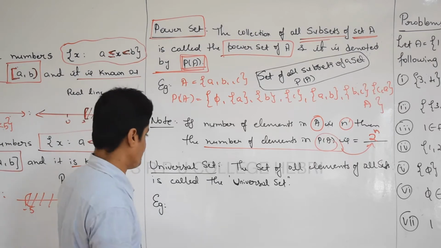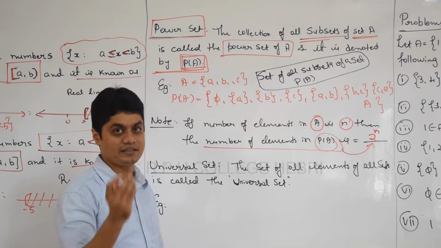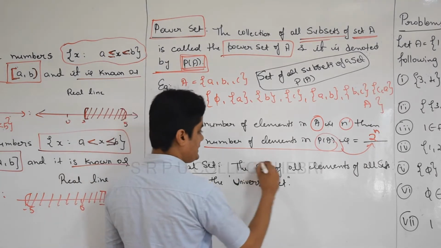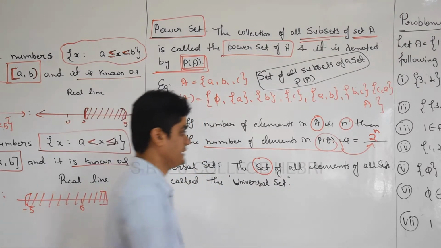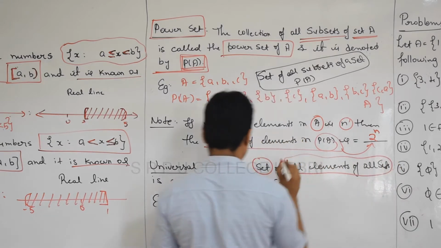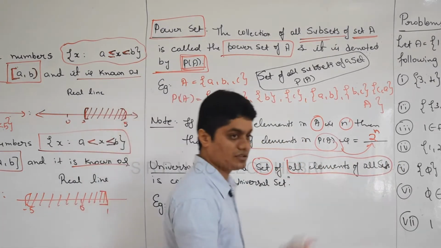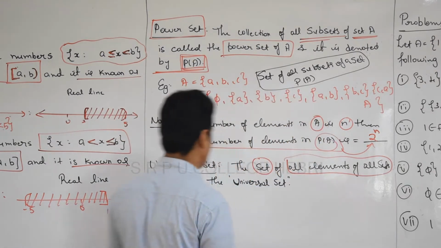So the last type of set is the universal set. Universal set, again the term itself explains everything. I'll define it, observe carefully. It is again a set. A universal set must be a set of all elements of all sets. That word is important. A set of all elements of all sets is known as the universal set.